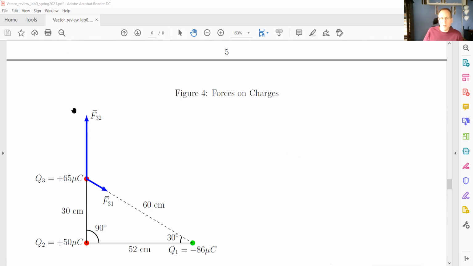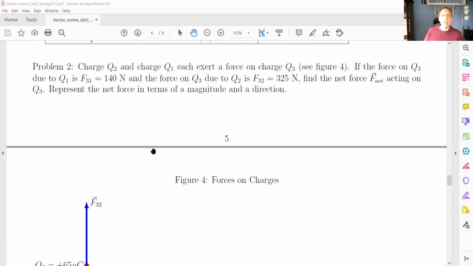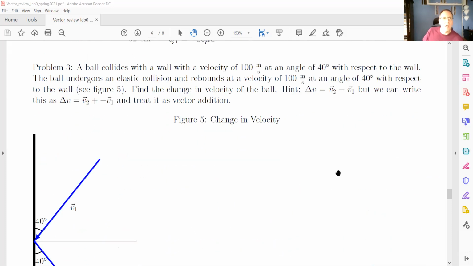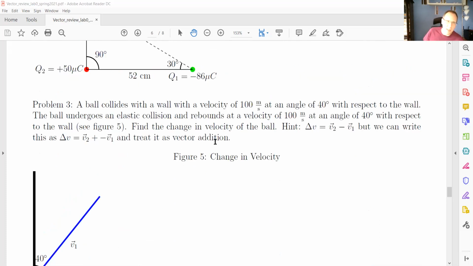So you're going to have to create a coordinate system. You should have enough information here to figure out the angle, so you can figure out the components of each force, and then you add the components together. Okay, and then I want ultimately the answer to be in terms of a magnitude and a direction. Okay, so that's problem 1. Or actually it's problem 2, I guess, in the set.